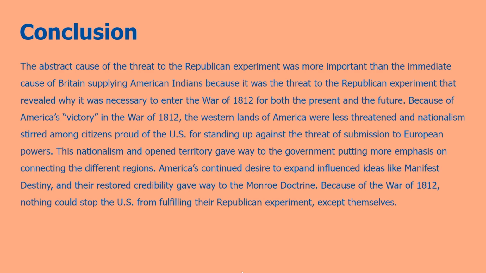So in the conclusion, we wrap up why that idea of the Republican experiment, why that cause was the most important, and then we connect it to further periods like the expansion of manifest destiny in the culture of America, and then we talk about the Monroe Doctrine, how America started to put itself more in control of North America and that hemisphere as a whole. Then we wrap it up with a kind of cringe ending, but it's a good way to leave it open-ended and encourage thought from the reader.